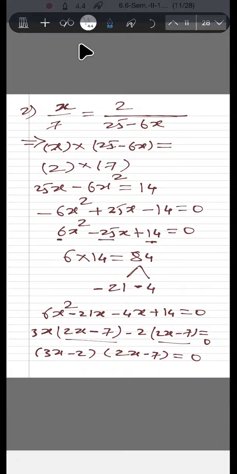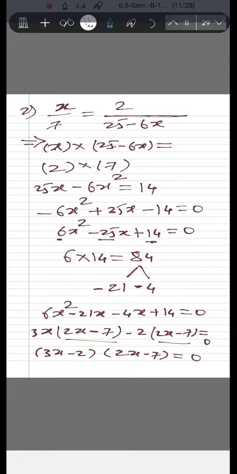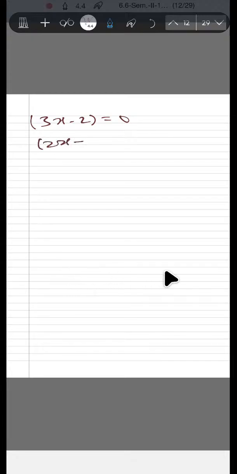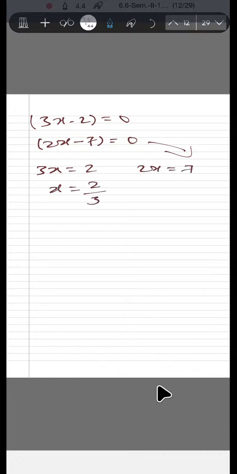I will take here a new page. 3x minus 2 is equal to 0, and the other bracket is 2x minus 7 is equal to 0. So 3x is equal to 2, positive 2, and this term will become 2x is equal to 7. So I will get x is equal to 2 upon 3 and x is equal to 7 upon 2. And this is how you have to solve by the factorization method. Using the method of factorization, you can solve the quadratic equation. That's it.